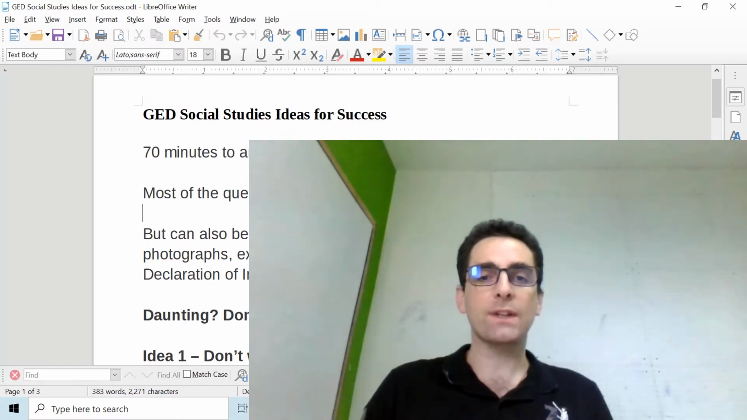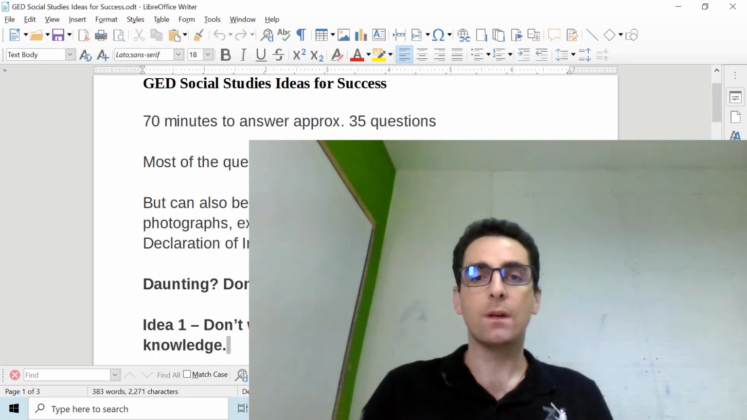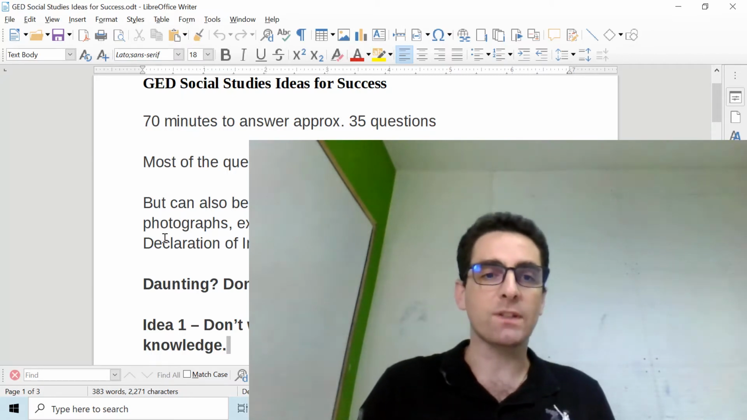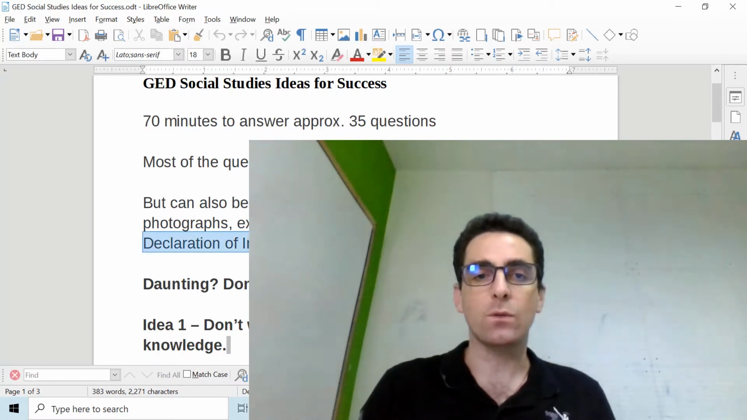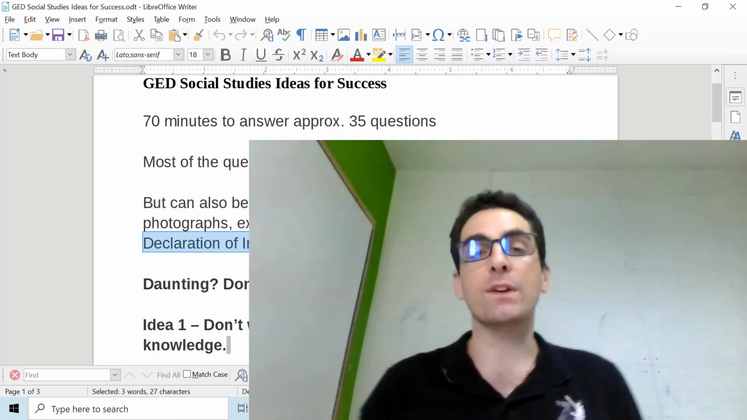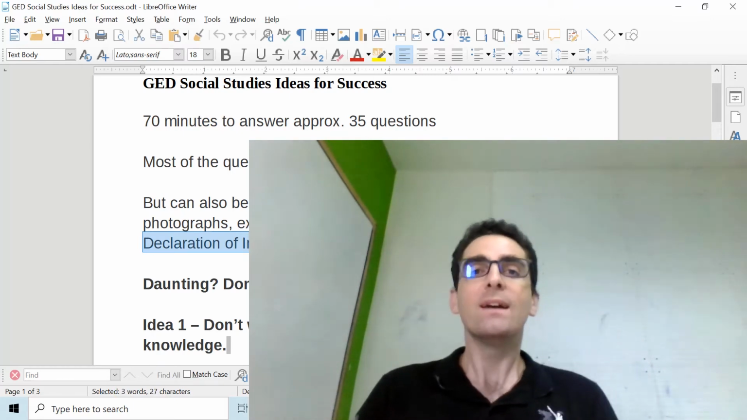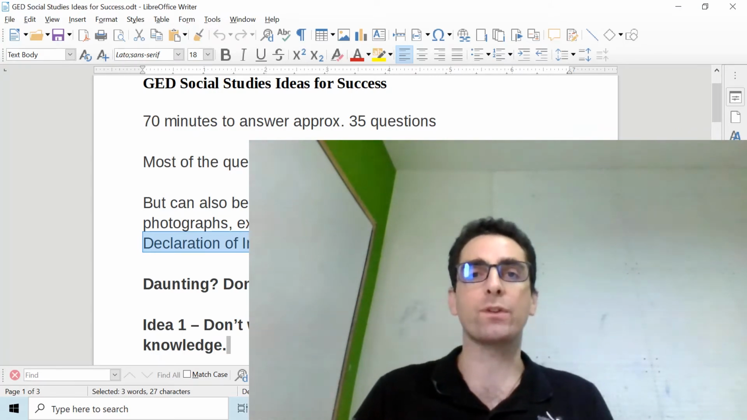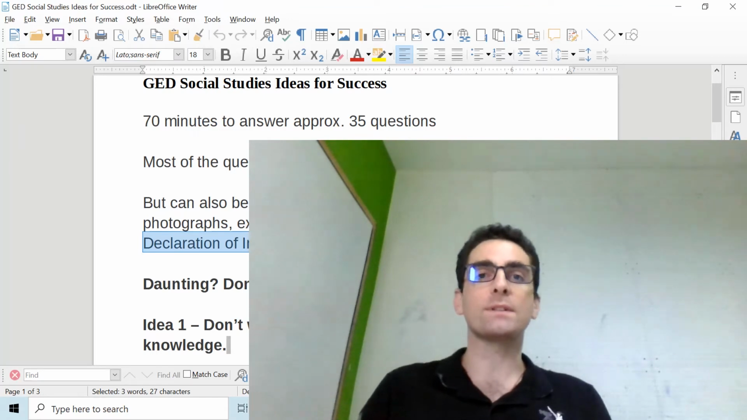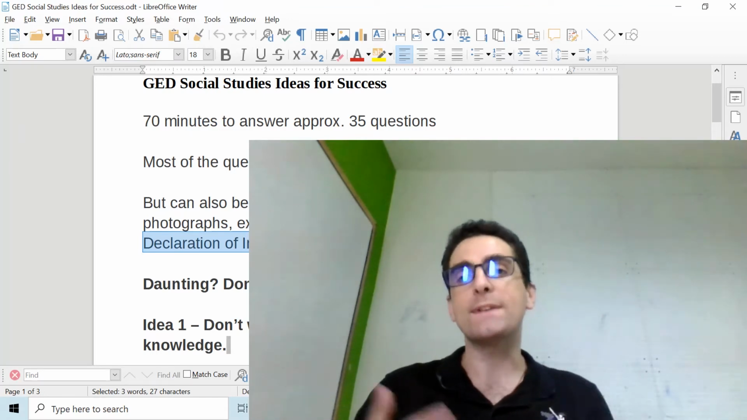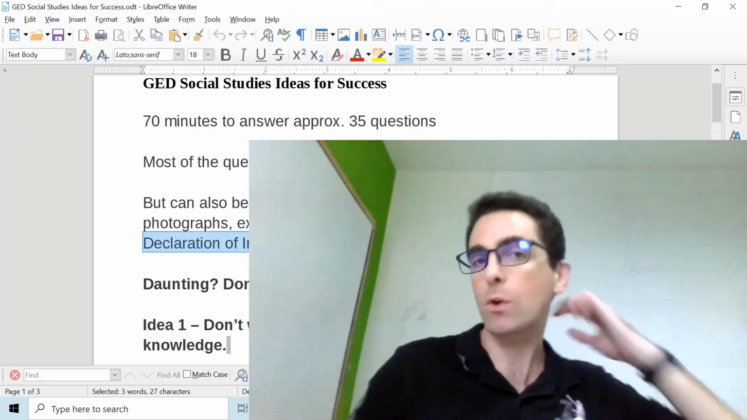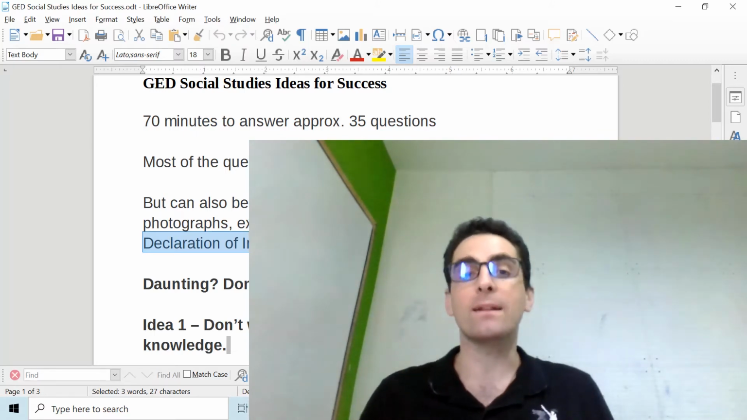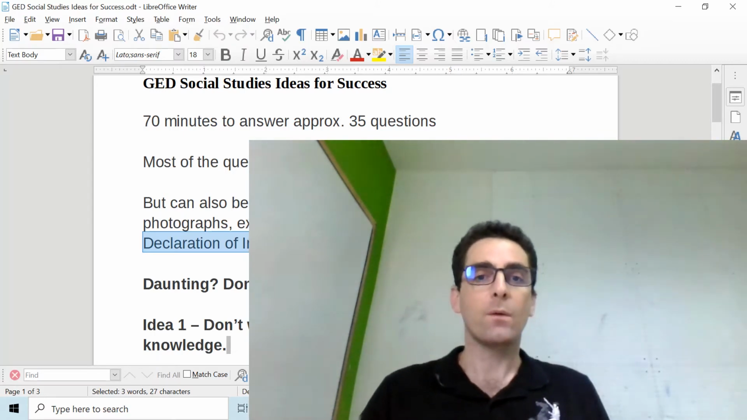Now, also in the social studies test, you'll get diagrams that you have to have a look at, political cartoons, maps, photographs, excerpts from historical documents such as the Declaration of Independence. Okay, now excerpts from the Declaration of Independence come up all the time in this test, so it's a very good idea to Google GED past questions, Declaration of Independence, and you'll see lots of them. It could be 1 or 2 sentences, it could be a longer extract, it just depends, but just become familiar with all of that.